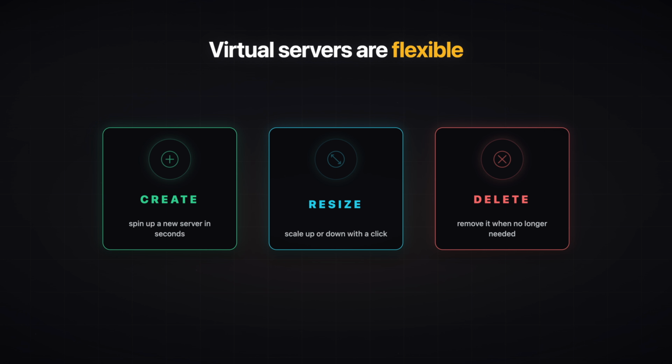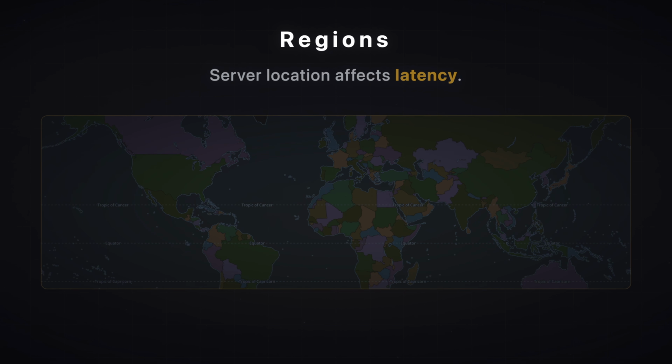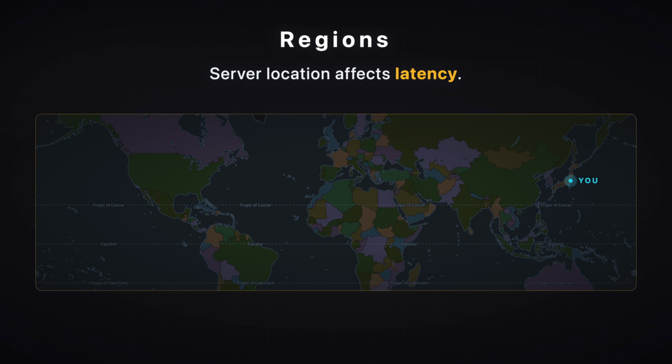Server location matters because distance affects latency. If your users are in Japan, a server in Tokyo will usually respond faster than a server on the other side of the world. That is why cloud providers offer different regions, like Tokyo, Singapore, Mumbai, Frankfurt, or Virginia. Choosing the right region helps make applications faster for users.